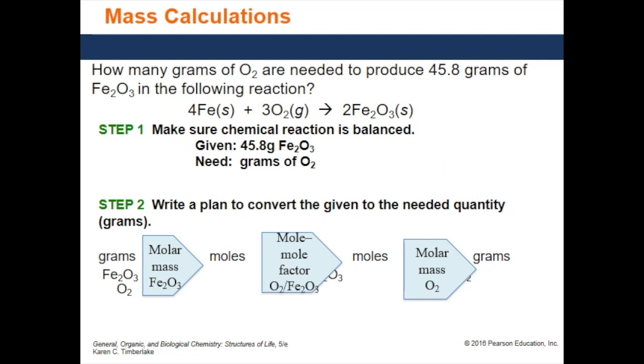So now let's talk about another kind of question that you could get. The previous question we saw was going from moles of one to moles of other. Can we go from grams of one to grams of other? Okay. For instance, let's see here.